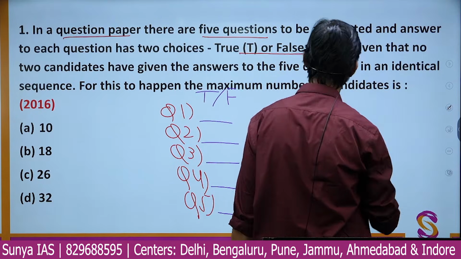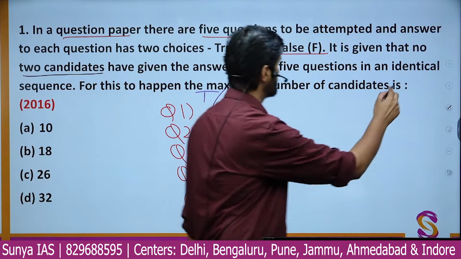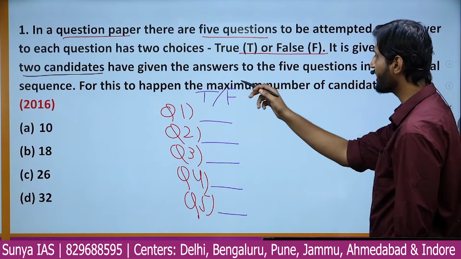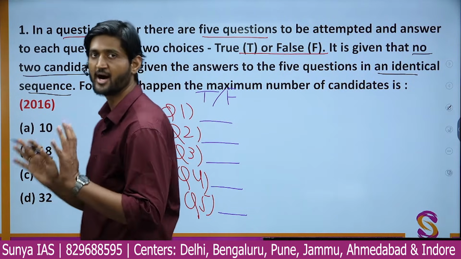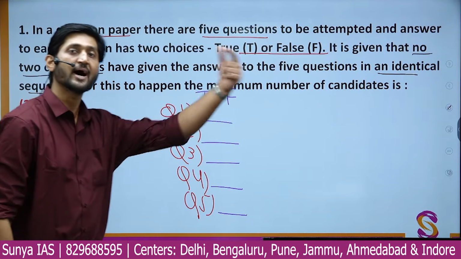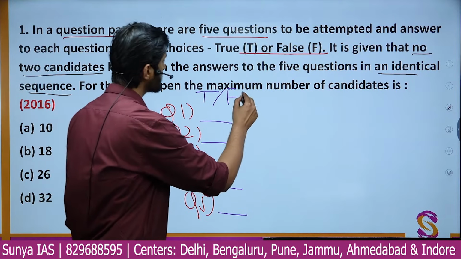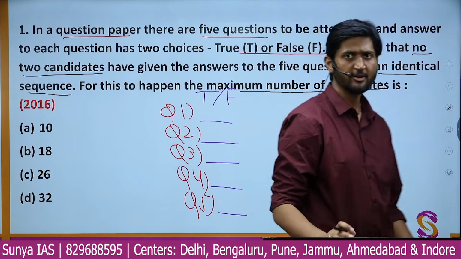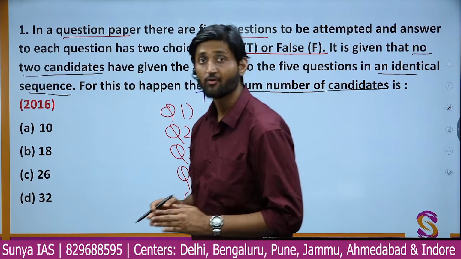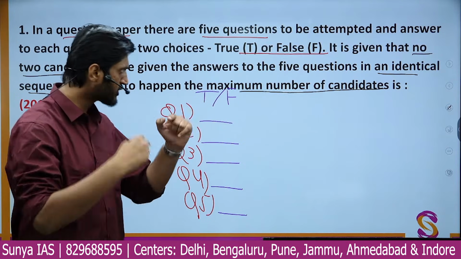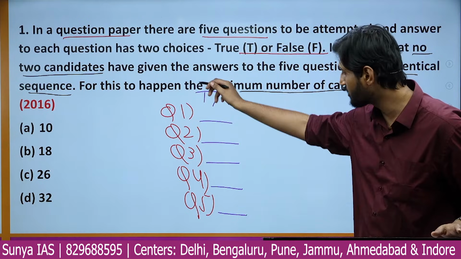Then the question further says that it is given that no 2 candidates has given the answers in an identical sequence. So it is saying that whatever be the candidates are, they are all giving different answers, all of them, no one is giving same sequence of answers. So what is the maximum number of candidates which are possible? So it is saying if each candidate is giving different sequence of answer, what is the maximum number of candidates? Let us put it this way, how many different sequences are possible for this particular question paper?